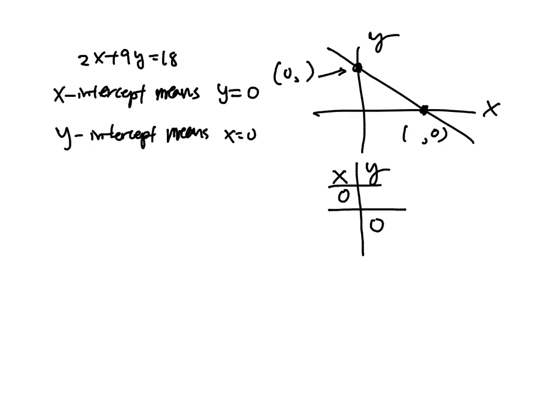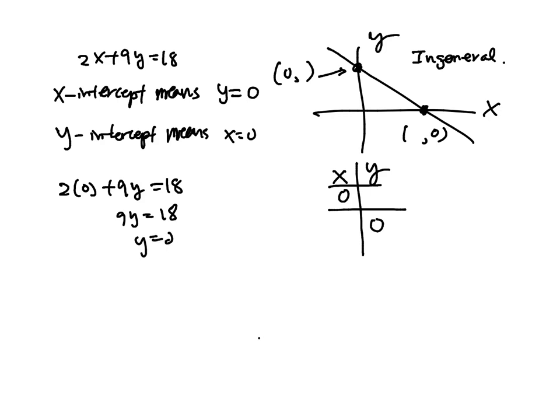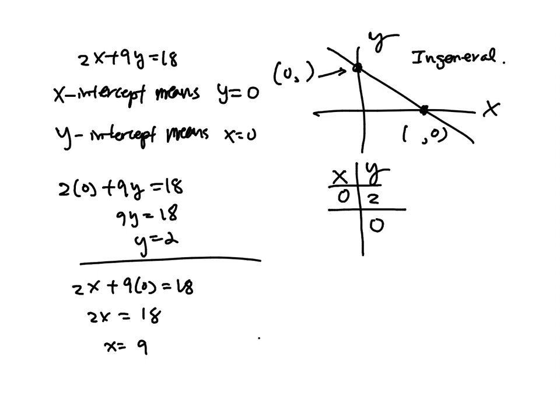So let's go ahead and solve for y. So 2 times 0 plus 9y equal 18. Okay. So in this case, you get 9y equal 18, so y equals 2. Now let's plug in 0 for y. So 2 times x plus 9 times 0 equal 18. So 2x equal 18 and x equal 9.